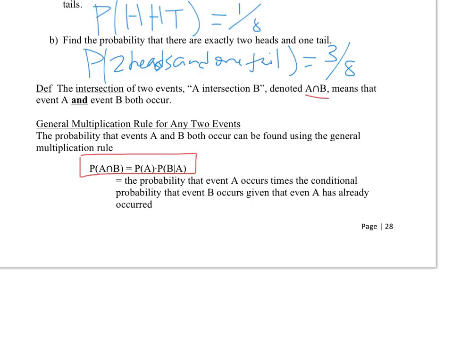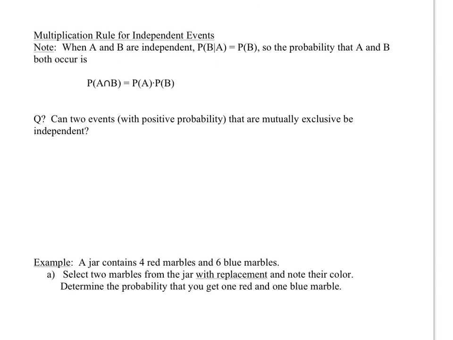As a special case, if A and B happen to be independent, then we get a more basic multiplication rule that's on the top of the next page. Please turn to page 29. So here we have a special case of the multiplication rule for independent events. When A and B are independent, remember that the probability of B given A will just equal the probability of B. So now the multiplication rule reduces to this, that the probability of A intersected with B equals P(A) multiplied by P(B).